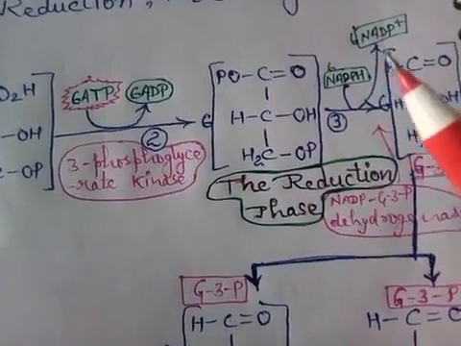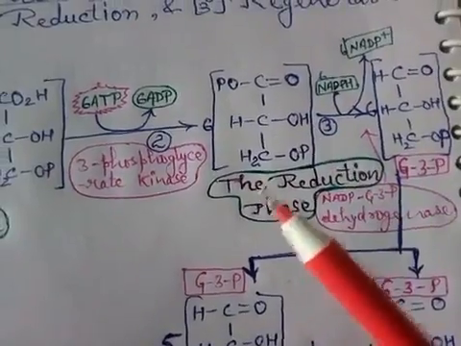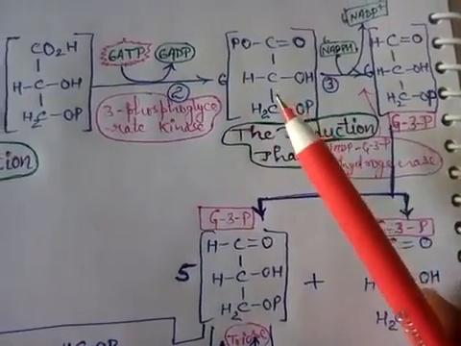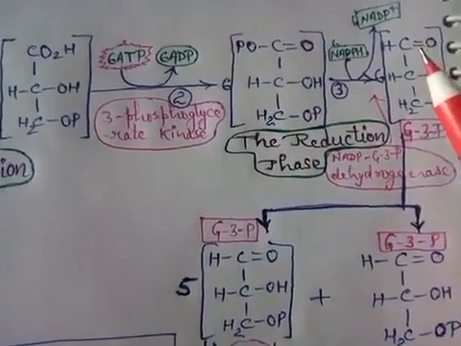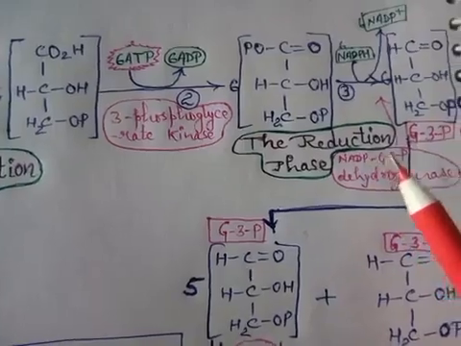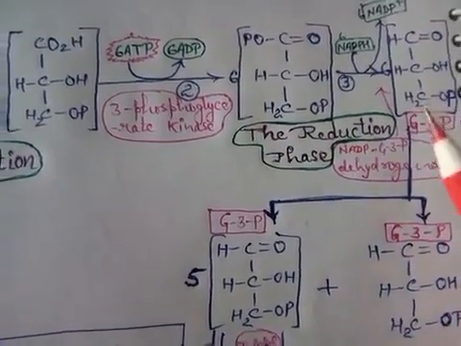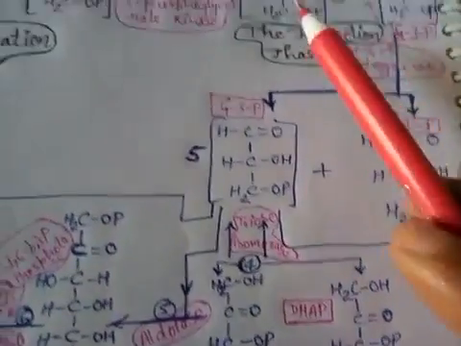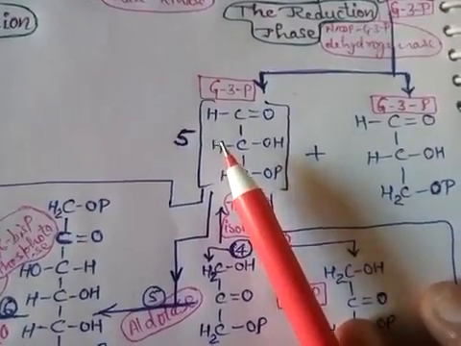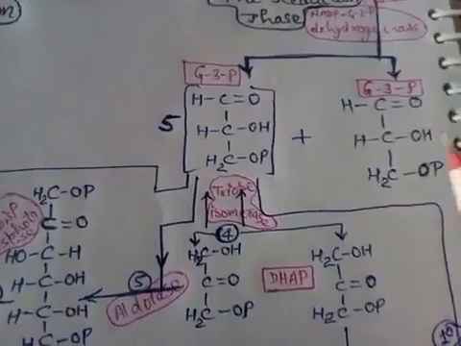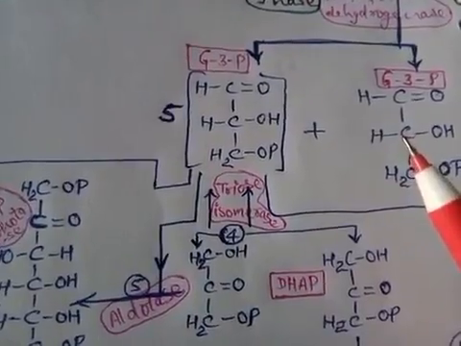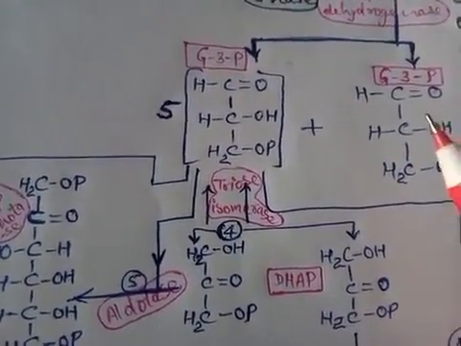These ATP and NADPH are produced during the light reaction. This reaction, from 1,3-bisphosphoglycerate to glyceraldehyde 3-phosphate, is catalyzed by the enzyme NADPH glyceraldehyde 3-phosphate dehydrogenase. Now of the 6 molecules of glyceraldehyde 3-phosphate, 5 are here plus 1 here. This one is now condensed into the glucose molecule or carbohydrate molecule.